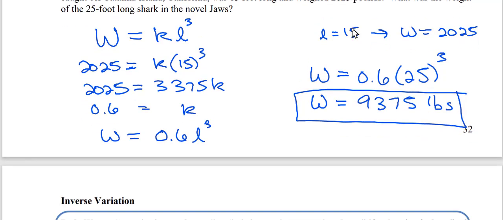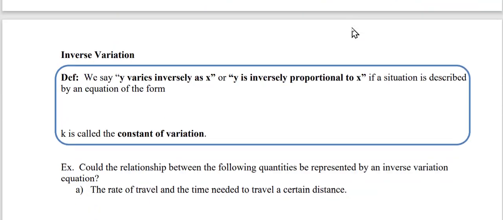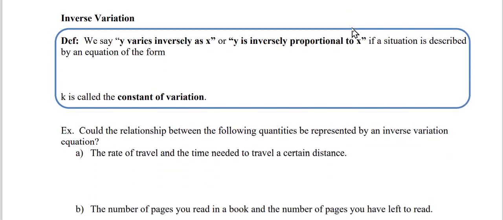We do have other types of variation that we're going to look at. I mentioned inverse variation. Let's take a little break here, just to give you a chance to understand that. And we'll come back and do a different video for the rest of the types of variation.